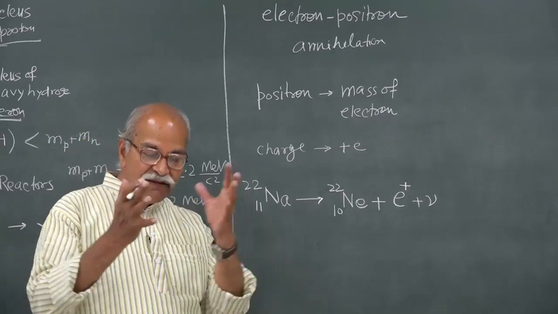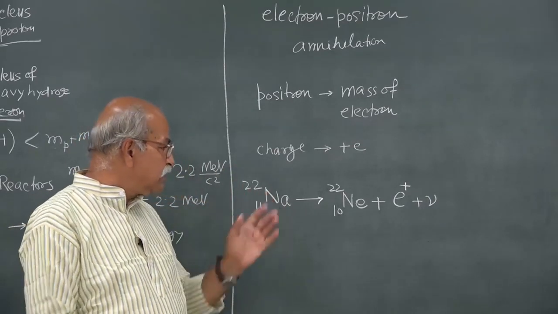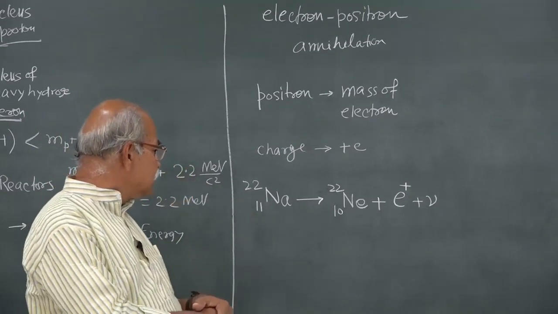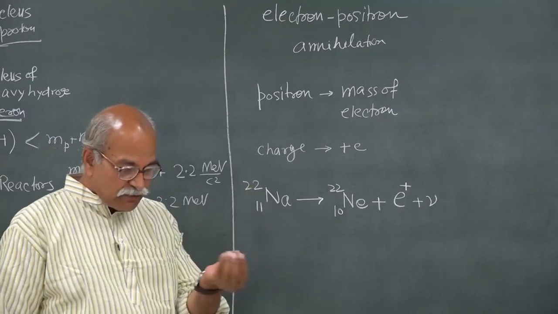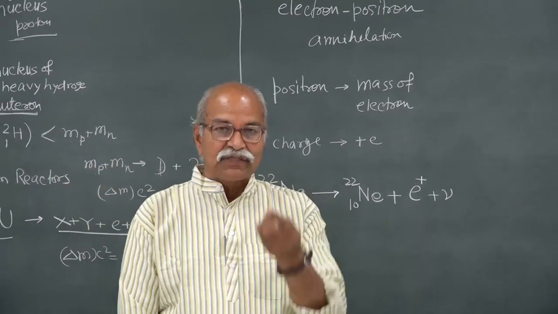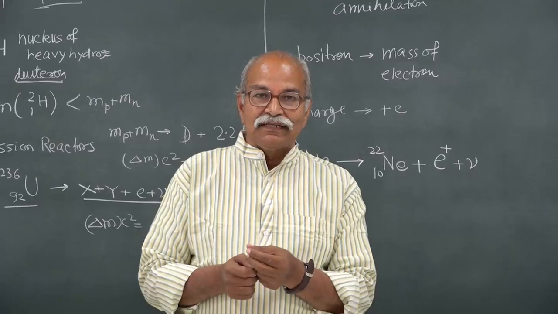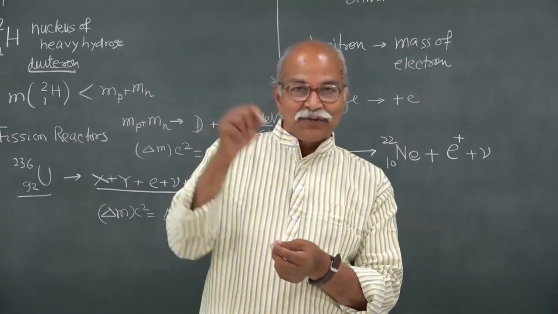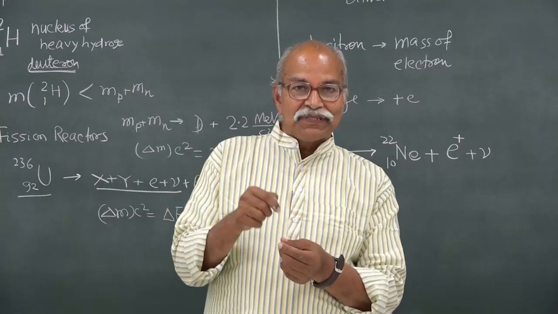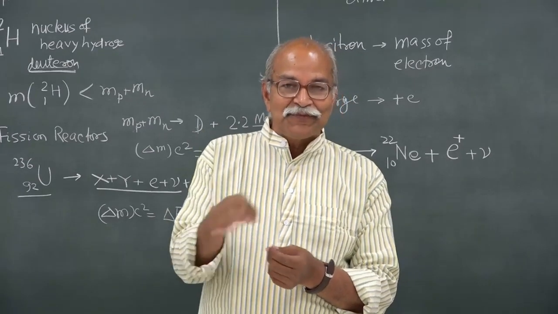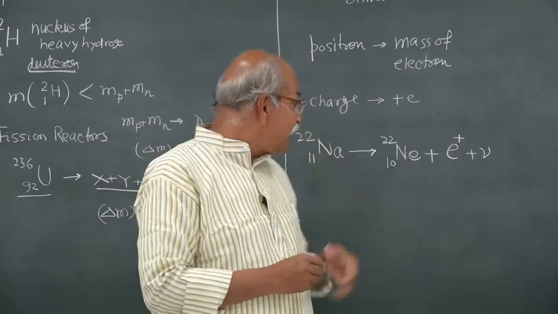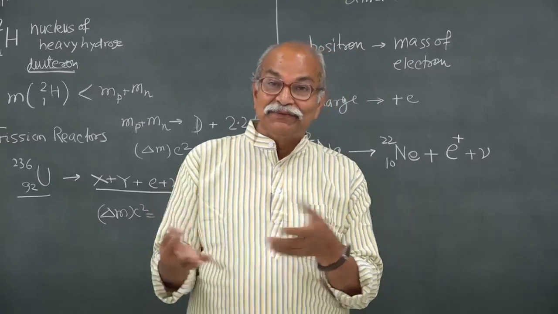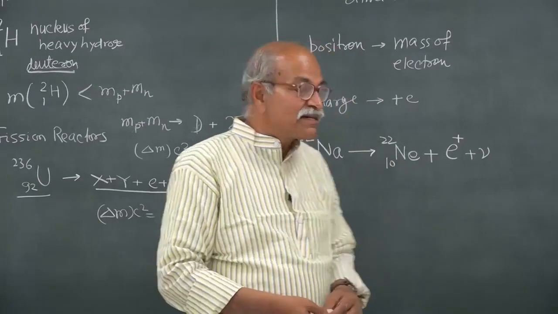So, if you have this source, which is available from scientific companies, say some solution of sodium 22 chloride salt solution, but the sodium is not sodium 23, it is sodium 22, then from there all this reaction will take place and positrons will come out. So, you can have positrons in the laboratory.